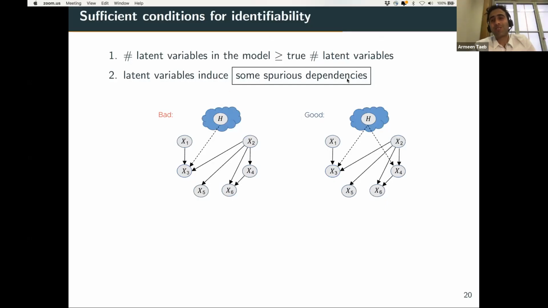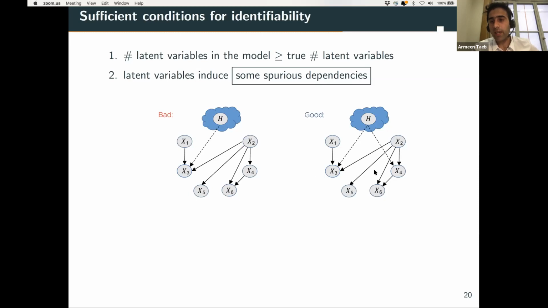Perfect. Okay, so I'll just repeat. What we need for assumptions is that the number of latent variables in the model is greater than or equal to the true number of latent variables. The other is that the latent variables induce some spurious dependency. So the left is a bad example because if you do not account for the effect of H, or marginalize it out, there's nothing that changes about the graph structure. The right example is a good one because if you don't account for the latent variables, marginalize it out, then you will actually get an extra edge between X3 and X4.